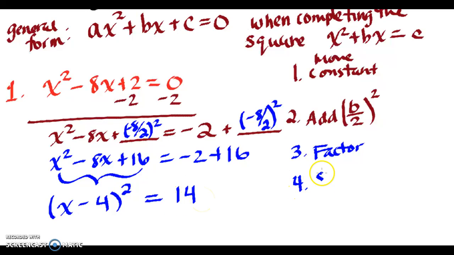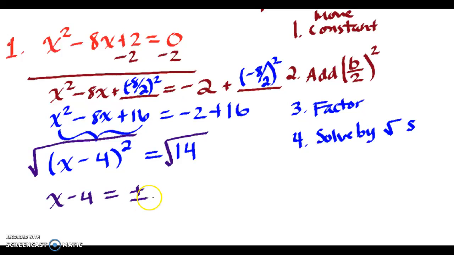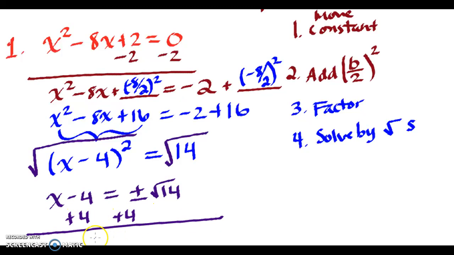Now, the last thing I do is solve by square roots. So now I'm going to take the square root of both sides, because that's undoing a square. So now I technically have x minus 4 equals plus or minus the square root of 14. And of course, to solve for x, the last thing I'm going to do is add 4 to both sides. Therefore, I get x equals 4 plus or minus root 14.